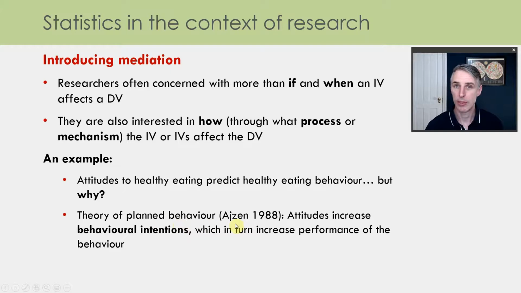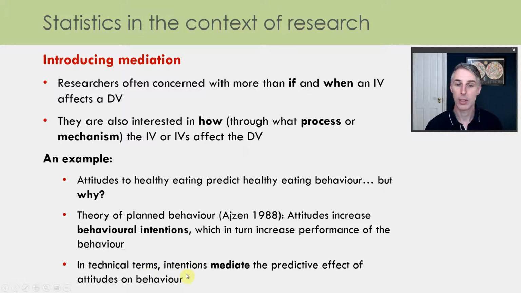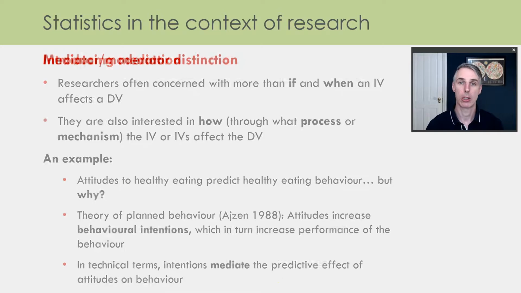Well, the theory of planned behavior might suggest that attitudes firstly increase our behavioral intentions, our intentions to perform a behavior. And it's those behavioral intentions that then in turn predict behavior. So in technical terms, intentions, behavioral intentions, mediate the predictive effect of attitudes on behavior. Another way of thinking of this is the link between attitudes, in this case, and behavior is not direct, it's indirect. There is more than one step between that predictor and the outcome.